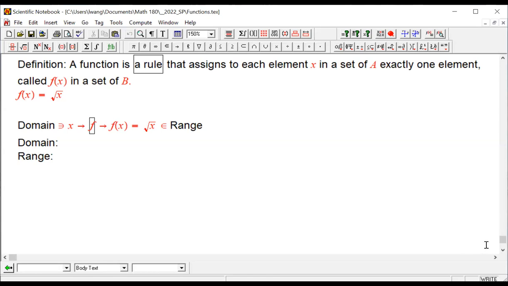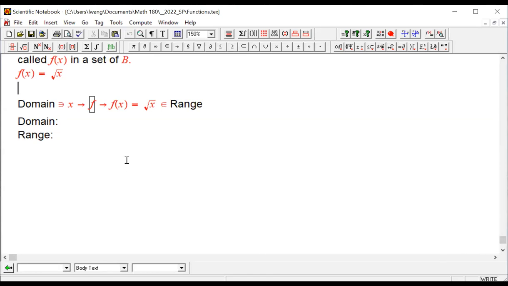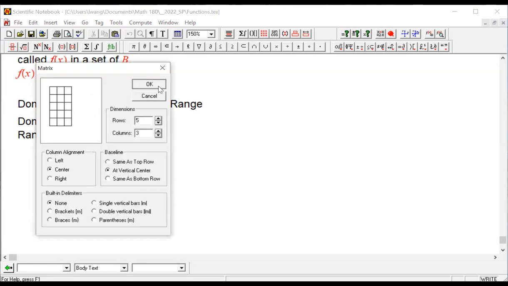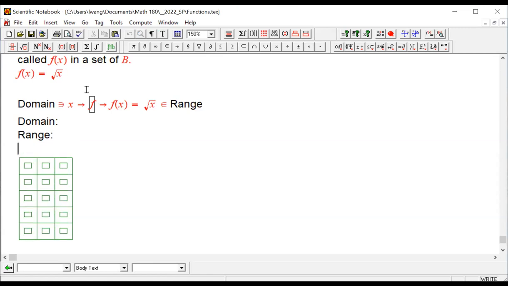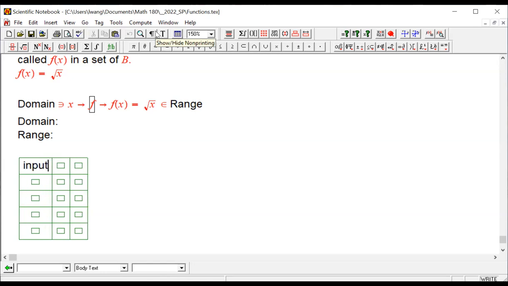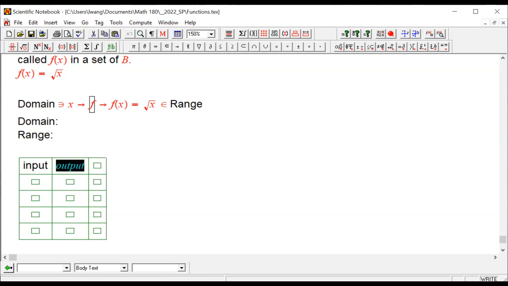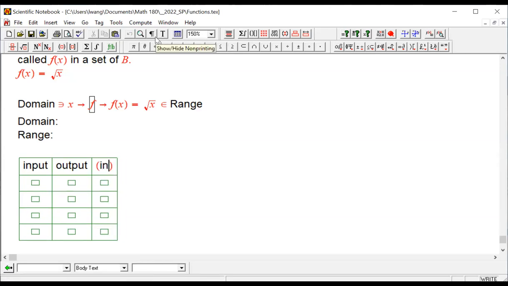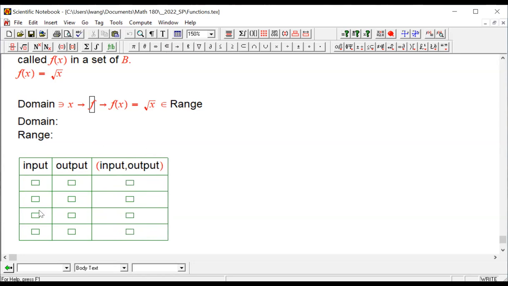So before we do the graph, we like to pick some points to calculate, right? From previous lessons, we have started using a table because tables seem to be better organized. So let's try the table. Let's start with the table. The input, output. With input and output, we have that ordered pair in order to make the picture.